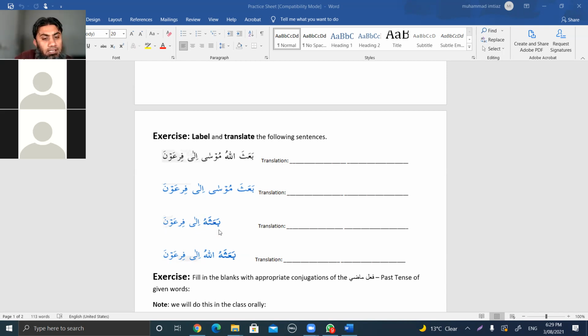So ba'asa is a fail. Inside of ba'asa, he is the fail, and the hu part is the maf'ul part, and ila fir'auna is the jar majroor or prepositional phrase. And ila fir'auna will be called muta'alliq bil fail. If it was jumla ismiya, we call it muta'alliq bil khabar. Because it is jumlatul failiya, now this will be called muta'alliq bil fail. So he raised him towards Fir'aun. The only reason I explain this sentence is just to tell you that if you see an attached pronoun with the fail, this attached pronoun will be called maf'ul.